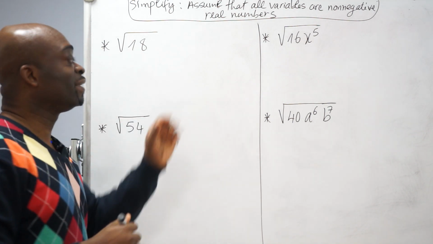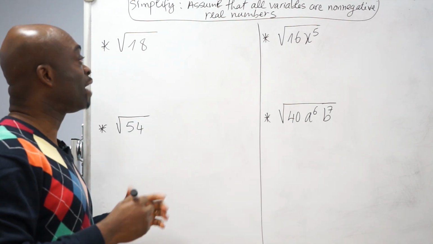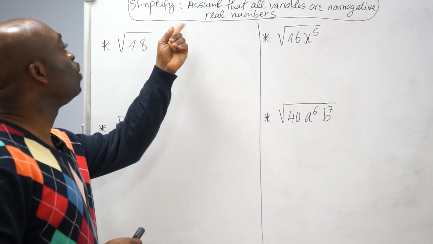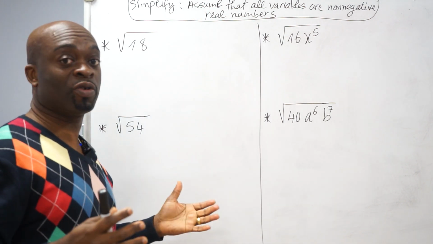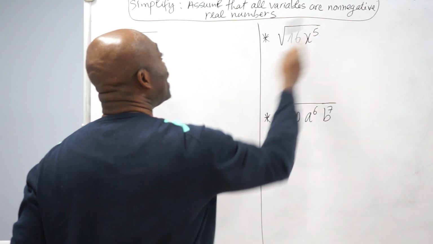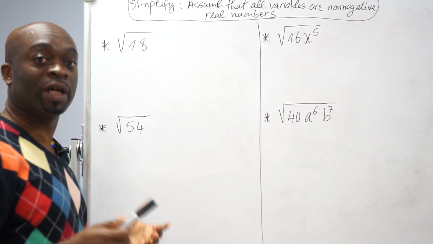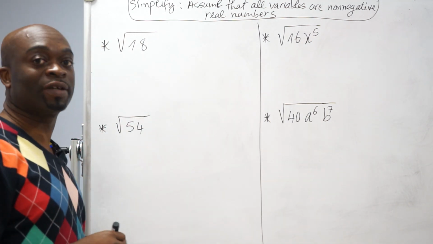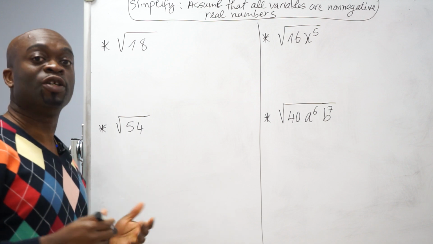So we're simplifying these radical expressions here. Assume that all variables are non-negative real numbers, not negative ones. So we take the first one, square root of 18. So what can we do?